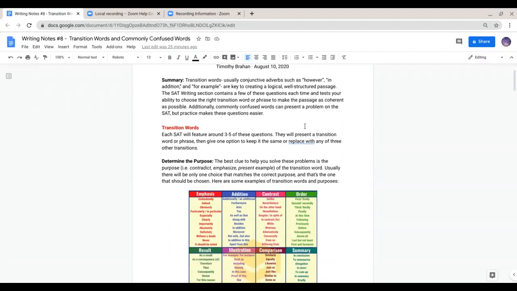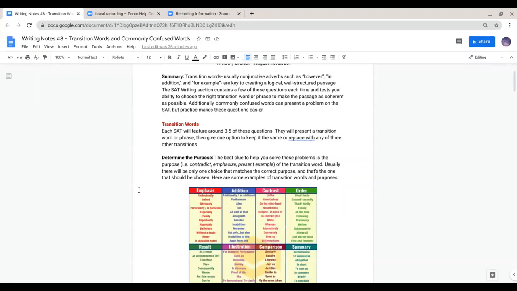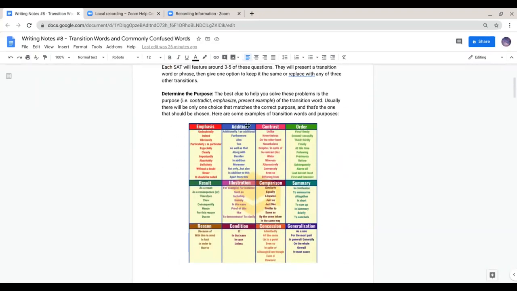So the best and only clue really to help you solve these problems is to find the purpose of the transition. Some examples are to contradict, emphasize, or to present an example. Usually there's only going to be one choice that matches the correct purpose, and that's the one that should be chosen. So here are some examples of transition words and their purposes.